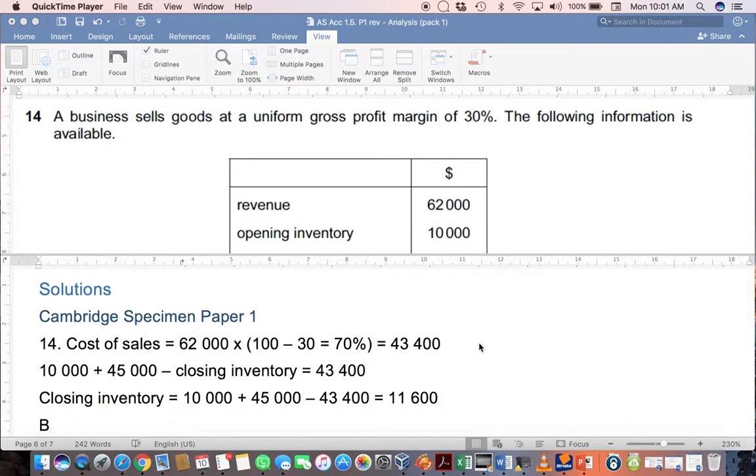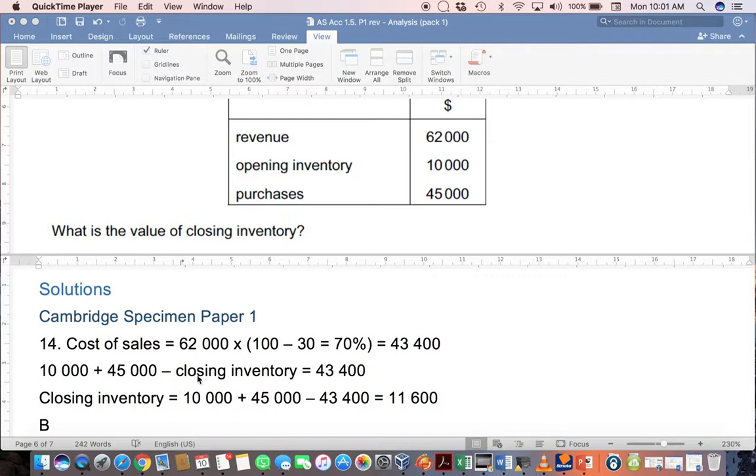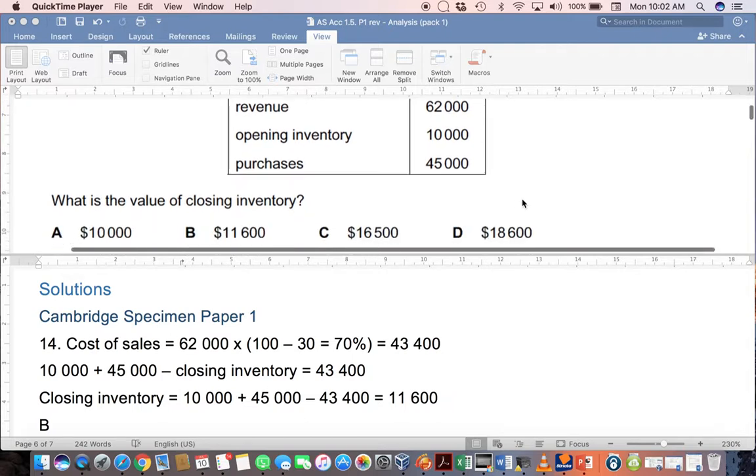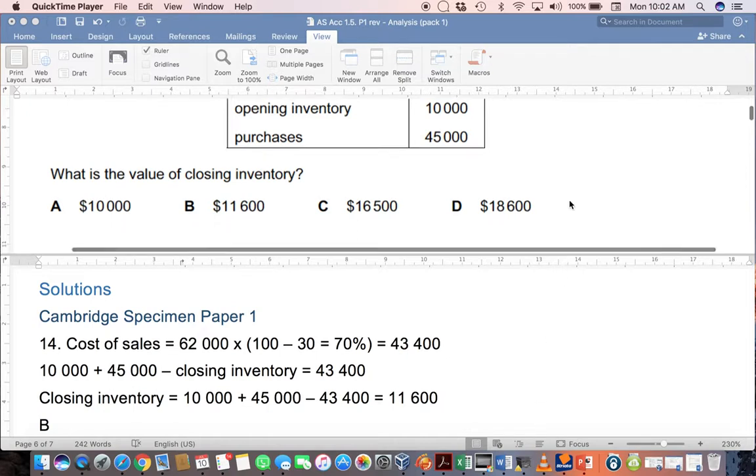We can then work out the cost of sales as 43,400. We know that to calculate cost of sales using your opening and closing inventory figures and purchases figures, you would say opening stock, in this case 10,000, plus 45,000 for your purchases, minus whatever the closing inventory would be, to get to that 43,400. You can see that I've laid this out as an algebraic equation. You can just make your closing inventory X and then solve for X to discover your closing inventory as 11,600. You then look for which option this is and you would write B as your answer.